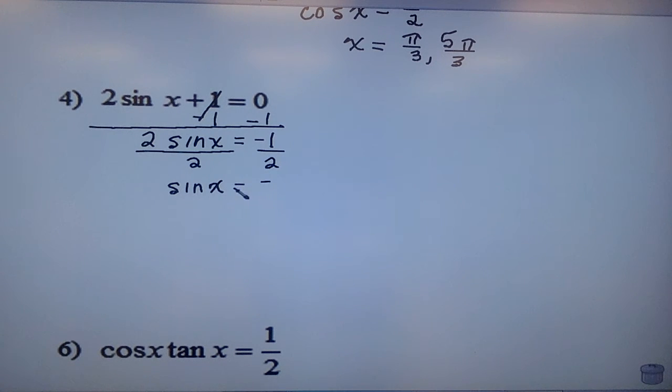So remember, sine is negative in quadrants 3 and 4. So those are the 2 quadrants we want to look at. So the angle measures where sine is equal to negative 1/2 are 7 pi over 6 and 11 pi over 6.